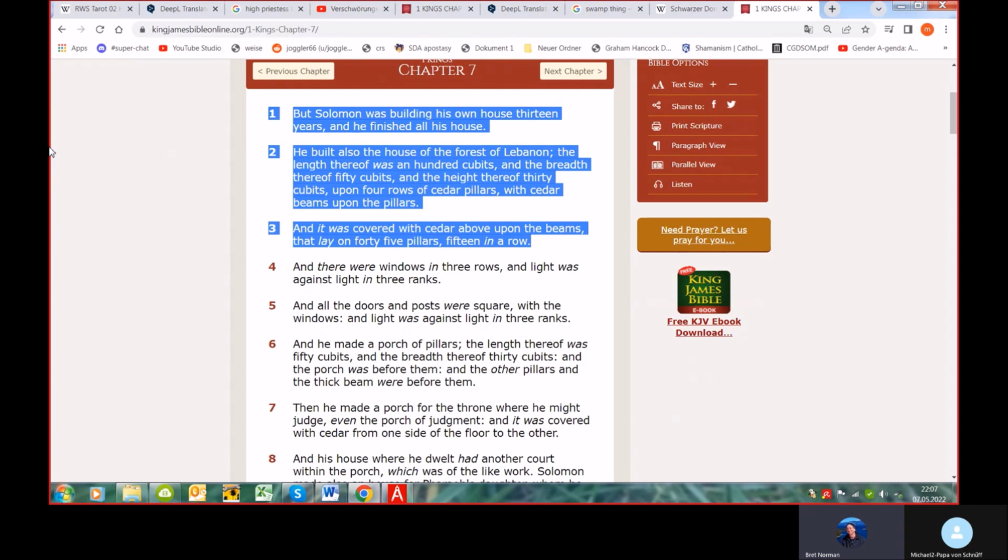He built also the house of the forest of Lebanon. The length thereof was 100 cubits, the breadth thereof 50 cubits, and the height thereof 30 cubits. Upon 4 rows of cedar pillars with cedar beams upon the pillars. And it was covered with cedar upon the beams that lay on 45 pillars, 15 in a row.